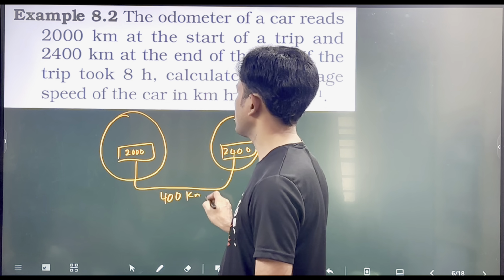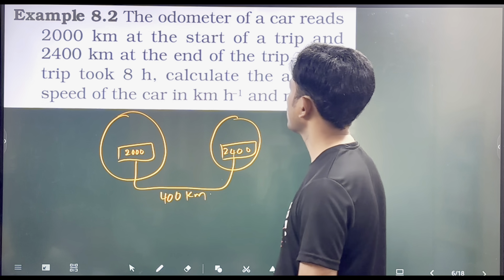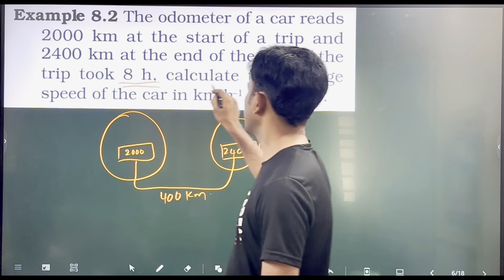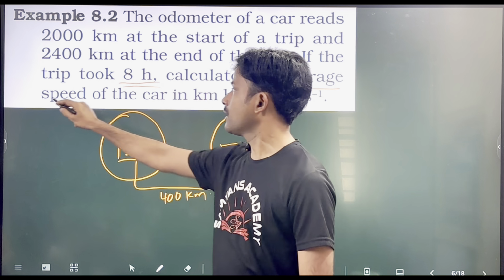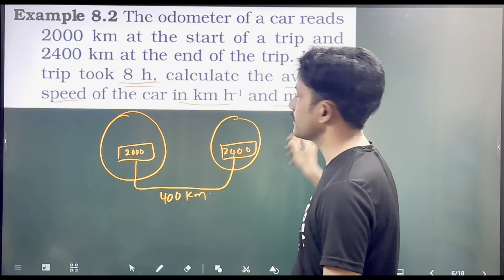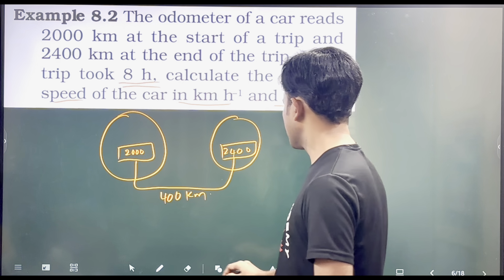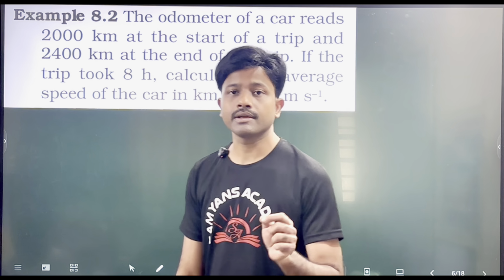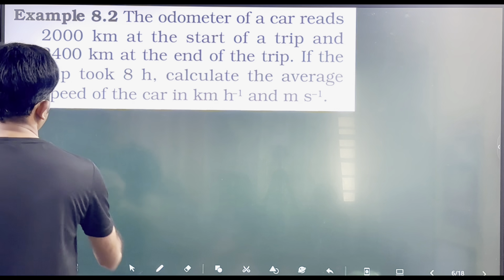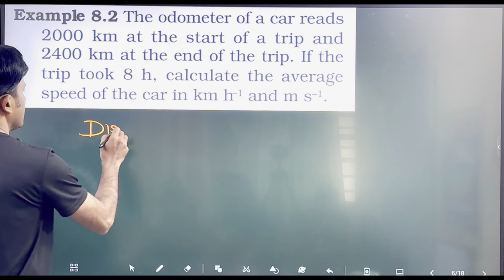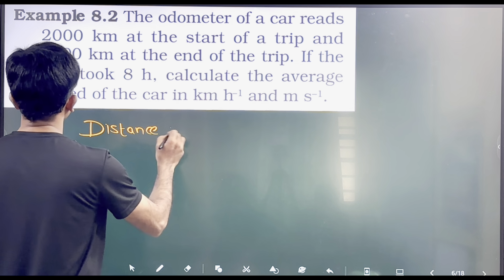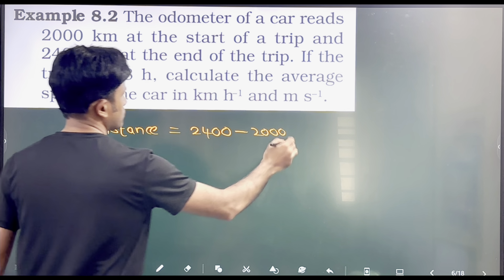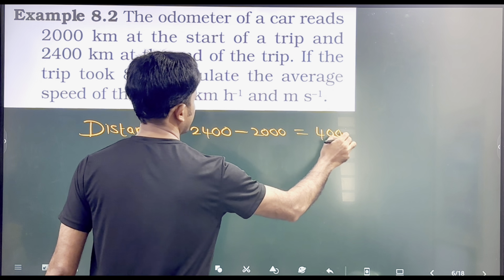How many kilometer is covered by your car now? 400 kilometer. So if the trip took 8 hours, then calculate the average speed of the car in kilometer per hour and in meter per second also. First you have to find the distance traveled by the car. Distance traveled by car equals 2400 kilometers minus 2000, which shows 400 kilometer.